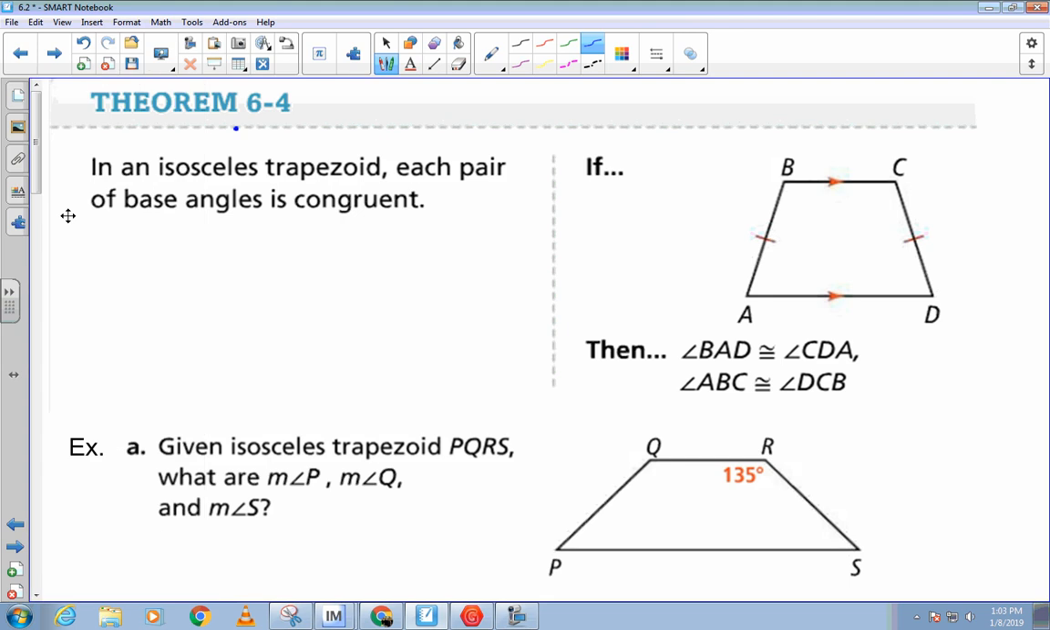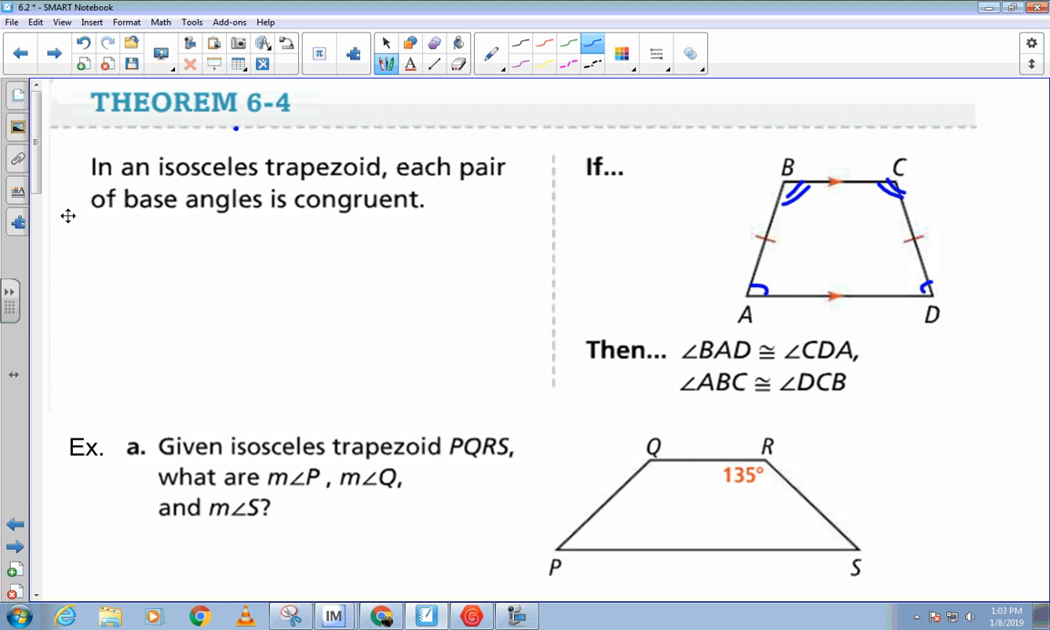In an isosceles trapezoid, each pair of base angles are congruent. Okay? So here we've got parallel bases, congruent legs. This says that the base angles are congruent. So this angle A and that angle D are congruent to each other. That pair of base angles are congruent. As are the upper base angles in this case, B and C. Alright? So your base angles are congruent.